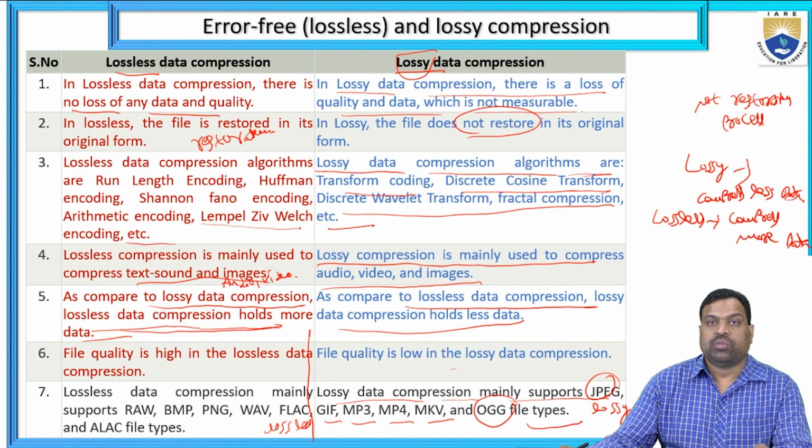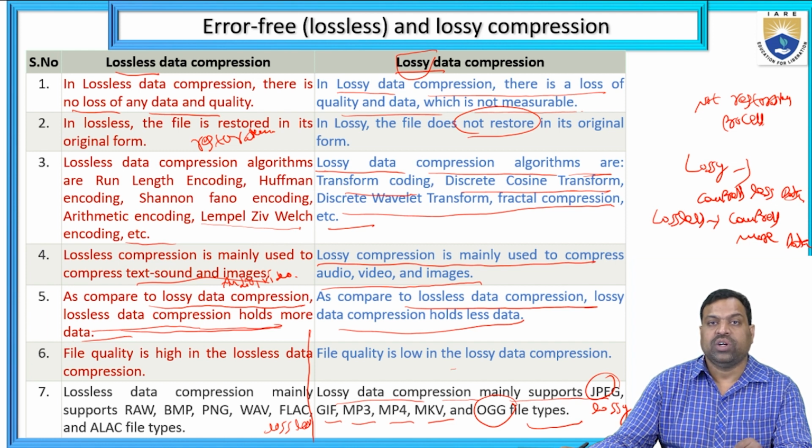In lossless data compression, there is no loss of data. In lossy, the data is partially lost, so the quality will be somewhat different. In lossless, the file is restored to its original form, but in lossy, the file cannot be restored to the original form.